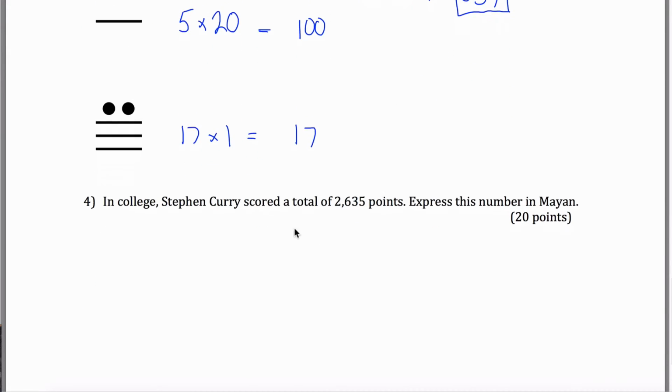All right, and now in college, Steph Curry scored this many points. That's true. I actually took the time to look that up, which is kind of a strange thing for me to have done. But at any rate, write this number in Mayan.